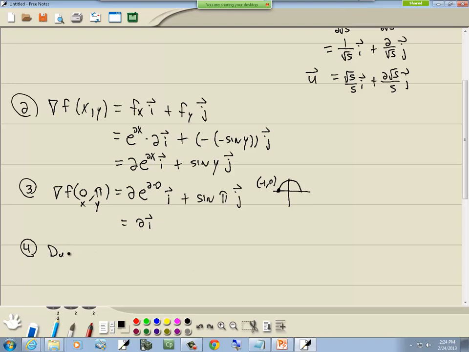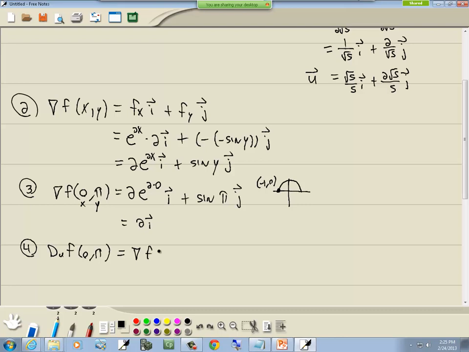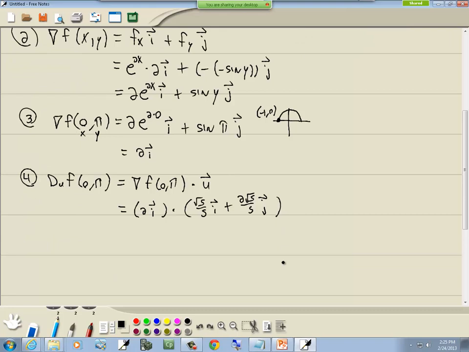Well, our directional derivative of f at (0, pi), that's our last step here, is equal to the dot product of del f(0, pi) and the unit vector u. Well, this is 2i, and then the dot product of that and square root of 5 over 5 i plus 2 square root of 5 over 5 j. We multiply what's before our i's together, so I got 2 times square root of 5 over 5. And for the j's, there's no j here, so it's by default 0, and 0 times anything drops away. So that's our answer.